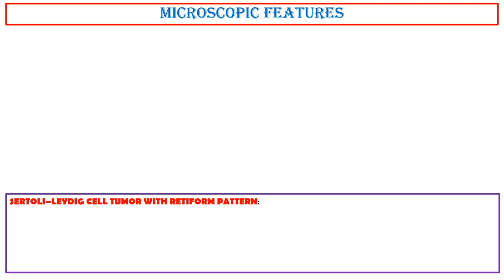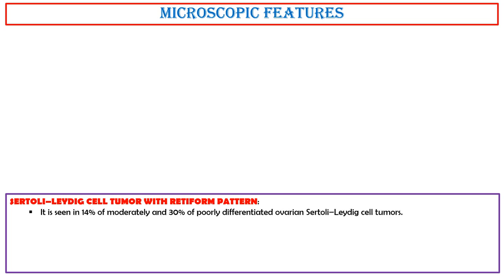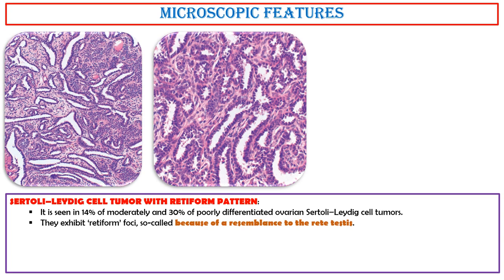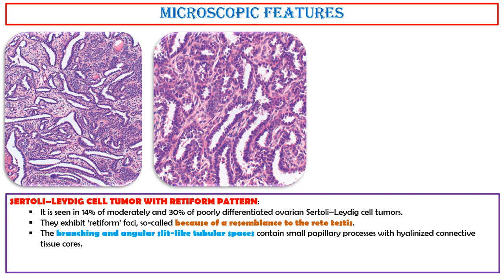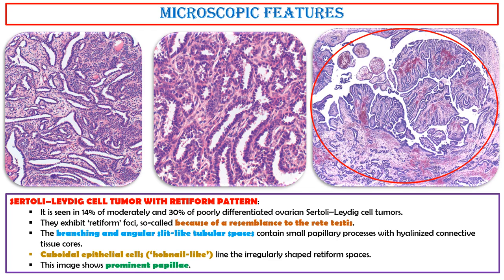Sertoli Leydig cell tumor with retiform pattern. It is seen in 14% of moderately and 30% of poorly differentiated ovarian Sertoli Leydig cell tumors. They exhibit retiform foci, so-called because of a resemblance to the rete testis. The branching and angular slit-like tubular spaces contain small papillary processes with hyalinized connective tissue cores, cuboidal epithelial hobnail-like lined irregularly shaped retiform spaces. This image shows prominent papillae.